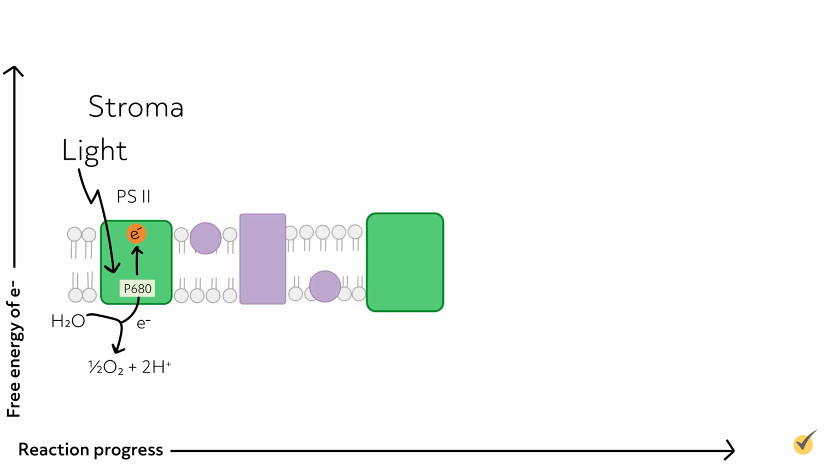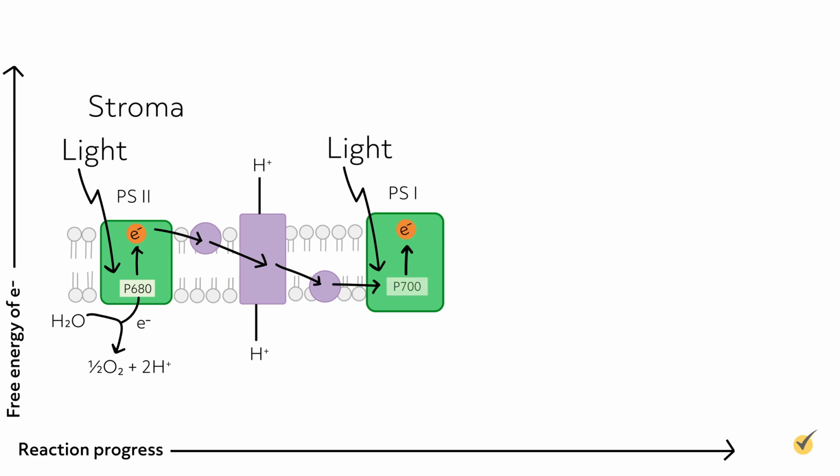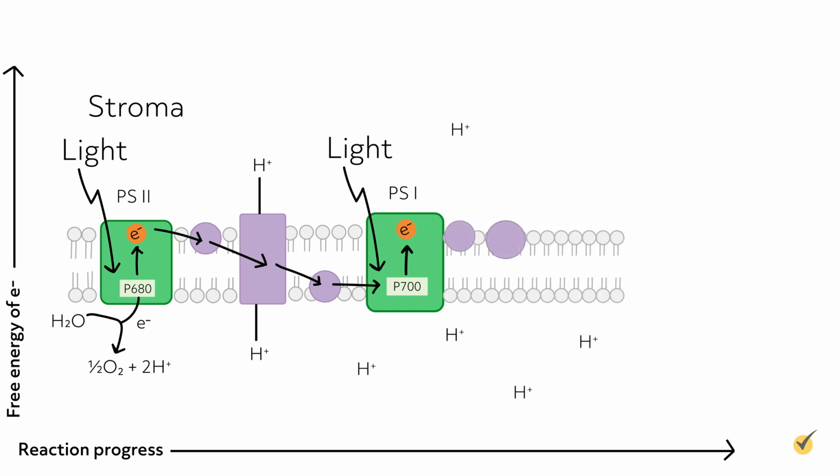As the high-energy electron travels down the electron transport chain towards the next photosystem, photosystem 1, or PS1, it is losing energy. Once the electron arrives at PS1 and more light energy is absorbed, the electron is boosted to a high energy level with the help of the reaction center, P700. The electron then travels along the electron transport chain, converting NADP+ to NADPH, which acts as the energy electron carrier.